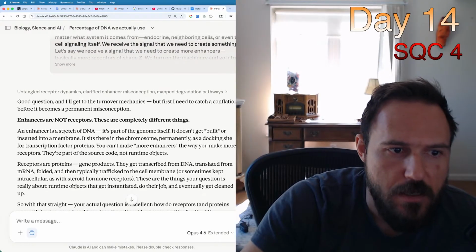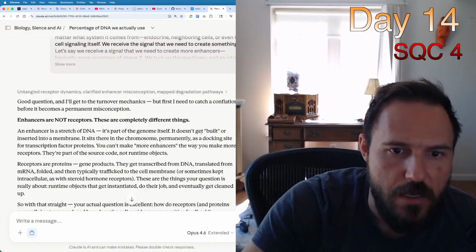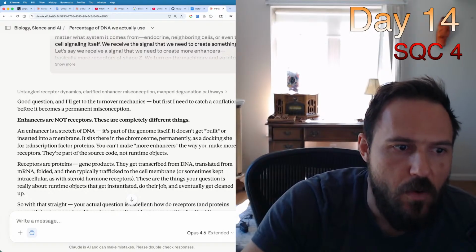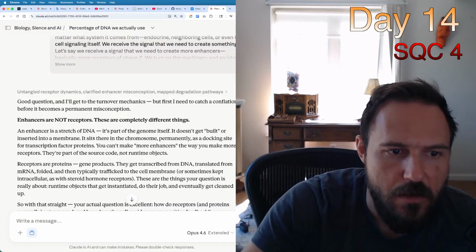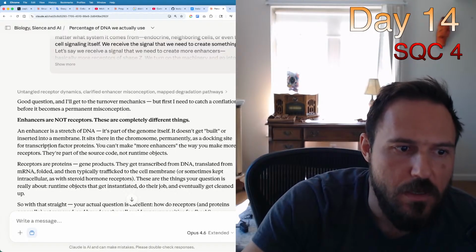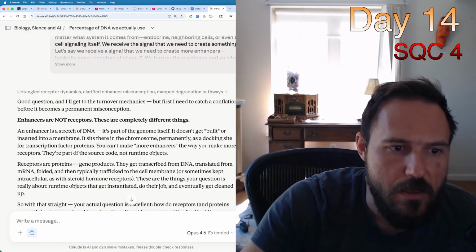An enhancer is a stretch of DNA. It's part of the genome itself. It doesn't get built or inserted into a membrane. I never told you that receptors are built from an enhancer. It sits there in the chromosome permanently as a docking site for transcription factor proteins.